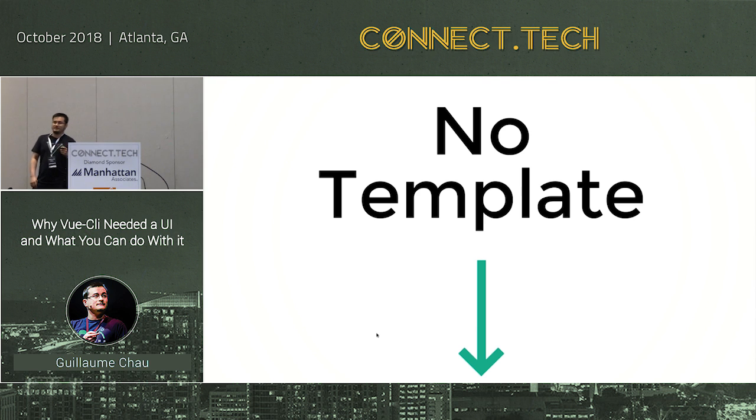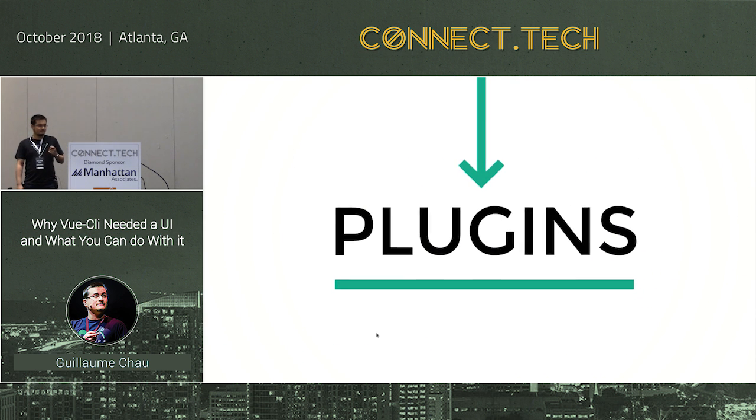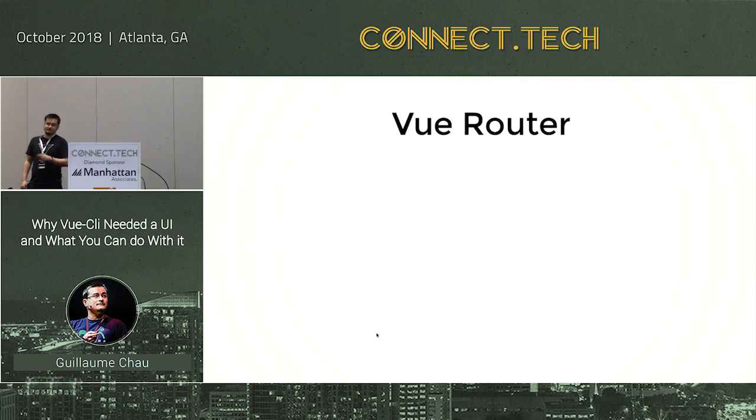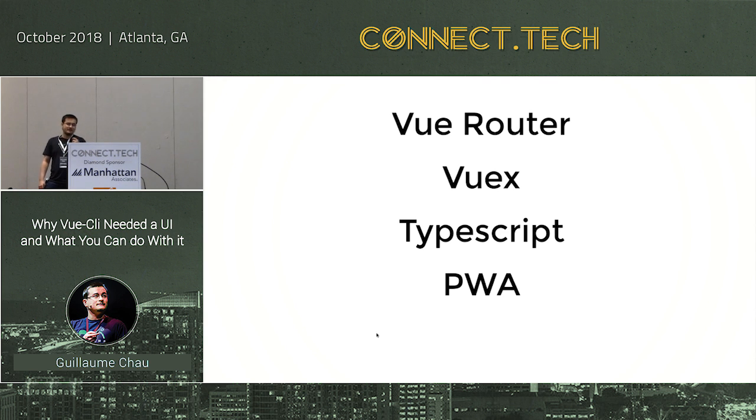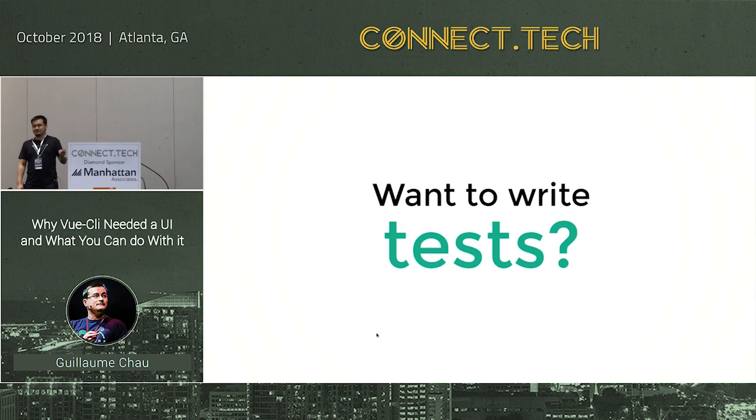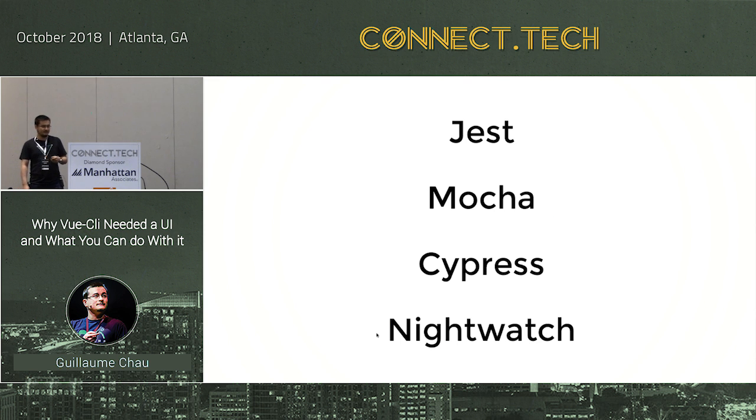I talked about a big difference between Vue CLI 3 and Vue CLI 2: there's no template anymore, and all of this is based around plugins. So you can select which plugins you want to use when you create a project with a nice feature selection system. Basically, you can select if you want Vue Router, Vuex, TypeScript, PWA support, ESLint or equivalents. Also, if you need to write tests, you can add Jest, Mocha, Cypress, or Nightwatch. All of those are official plugins you can use when you create the project.